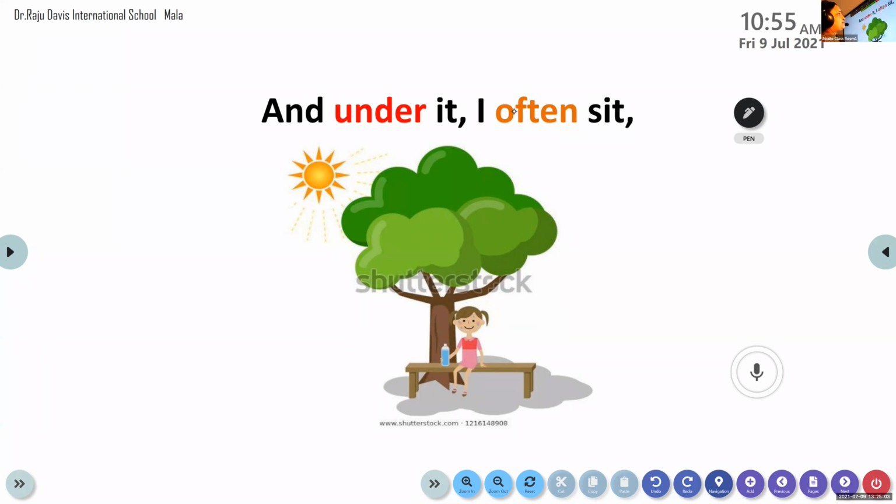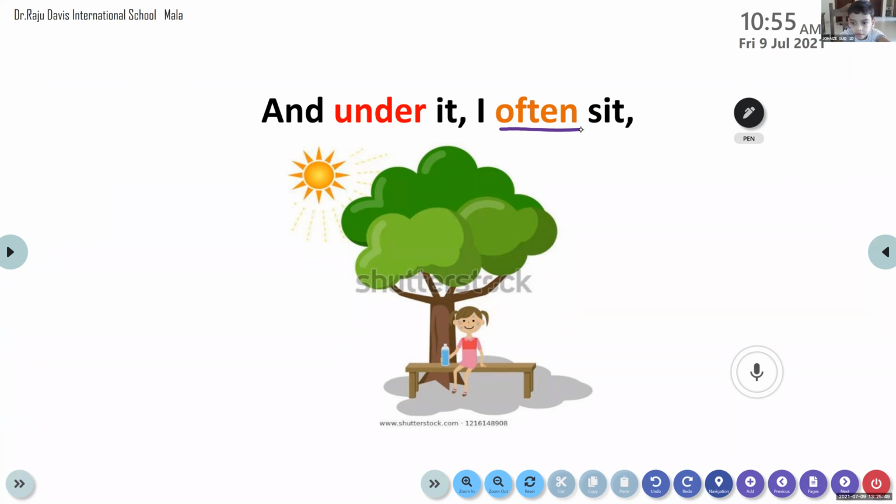Sit. Once again. Sit. Sit. I often sit. What do we do on a chair? We sit. I can see that all of you are sitting on chairs, right? What is the word? S-I-T. Sit.